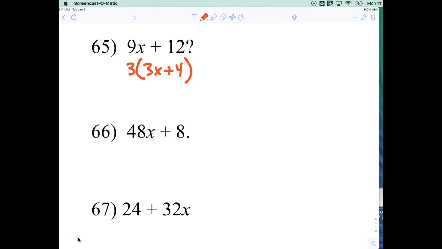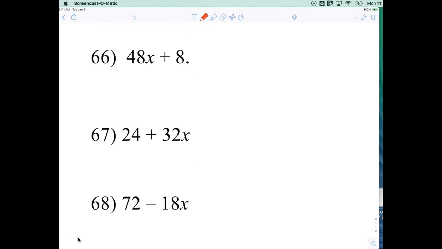All right, now here's one that people miss because there's a lot of things common with 48 and 8, but for sure it is 8. Now remember, you're never going to get 0 left. If you take everything out, there's a what left behind? 1. So this is 8 open parentheses what? 6x plus 1. Yes, 6x plus 1. Good job.